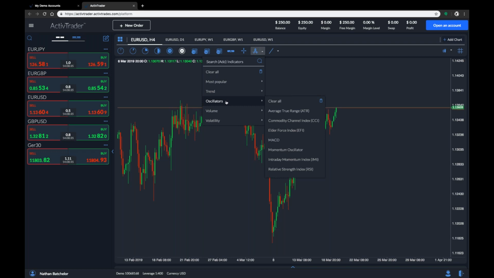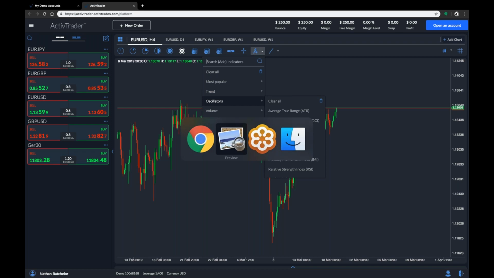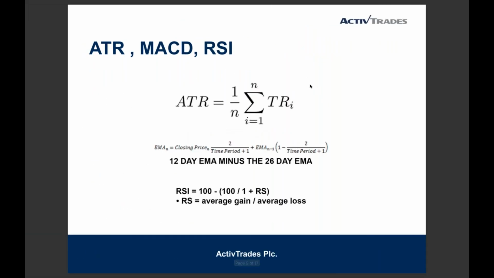Come down to oscillators, and then here you go, you've got the average true range, commodity channel, elder force index, and so on. I'm actually only going to talk about 3 of these: the average true range, MACD, and the relative strength index, which is also commonly referred to as the RSI. If I just go back to a slide, you can see the maths here. I'm not going to try and explain it all because I'm not very good at maths, but all these calculations are made either on the high, the low, the close, or the open price, things like that.